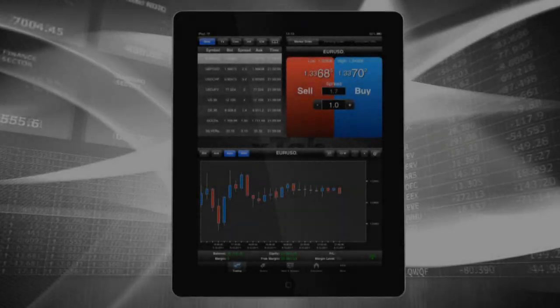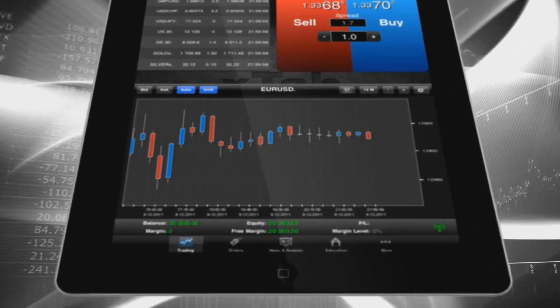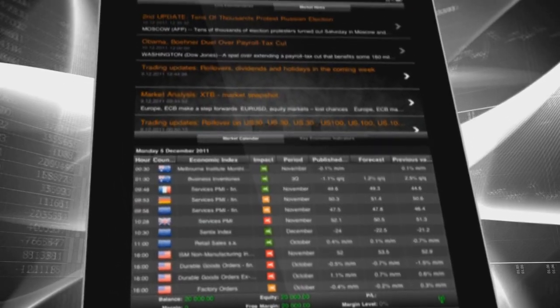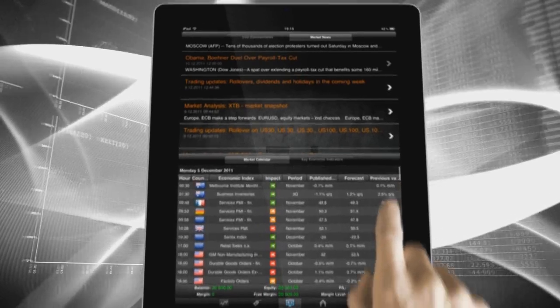Market calendar. Understanding the impact column. The market calendar can be found in the lower part of the news and analysis module. This module has two main sections.